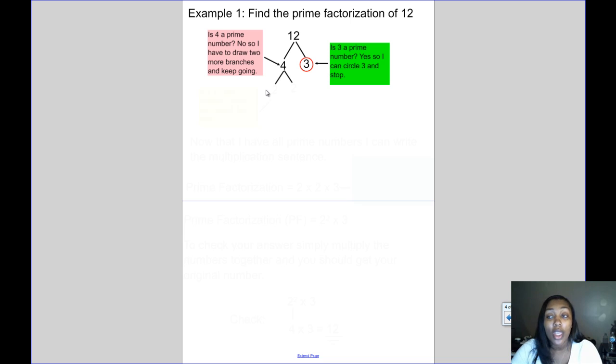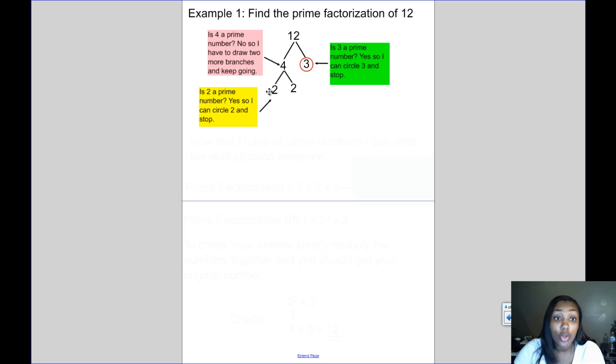So now we have to think about two numbers that multiply to give us 4. Well, we know we can do 2 times 2, and we know that that gives us 4. And again, we have to be asking ourselves, is 2 a prime number? And the answer is yes. So you can circle the 2 and stop. So we're going to circle this 2, and we're going to circle this 2. And as we can see, we now have all prime numbers. There's no more branches that we need to continue with. So we're actually down to our prime numbers.